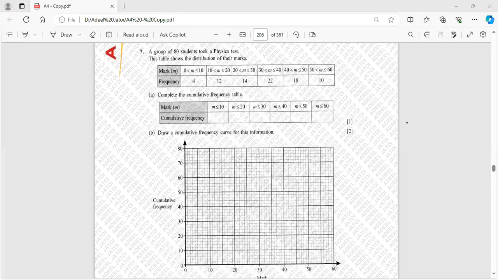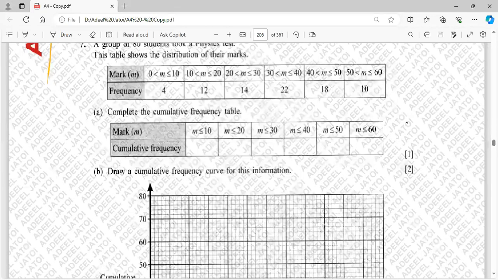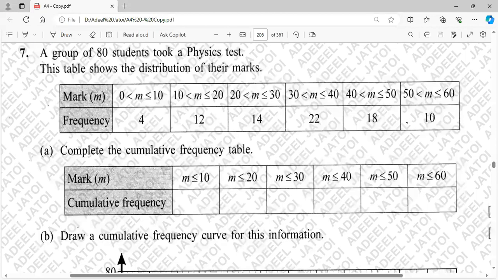Okay, let's just start off with the example question that we have here. The example question states that a group of 80 students took a physics test. This table shows the distribution of their marks.